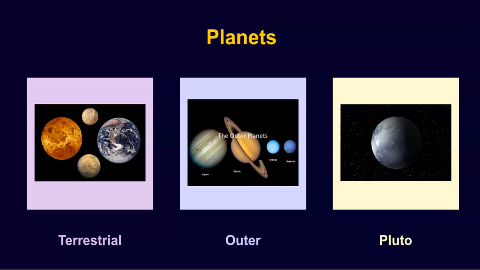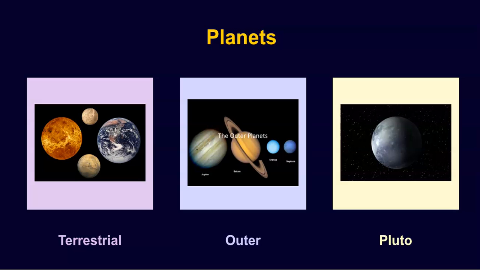Okay, for the terrestrial planets, there are four terrestrial planets, and they are Mercury, Venus, Earth, and Mars. A terrestrial planet is primarily made of rock and metal. The outer planets are Jupiter, Saturn, Uranus, and Neptune. And yes, you do need to know all 8 of these and which ones are terrestrial and which ones are the outer planets.